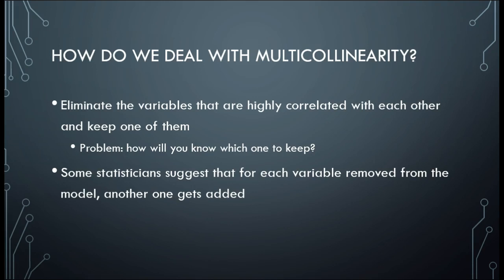So some statisticians actually suggest that for each variable that you are removing based on that high correlation, you add another variable to your model so you do not end up with a model that is too simplistic. The truth is there is not a good answer for this, but you definitely need to deal with this issue. If you have variables that are highly correlated, you probably just want to include one of them.